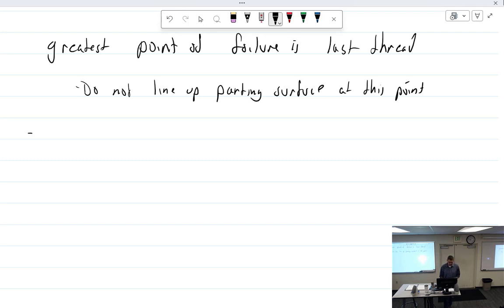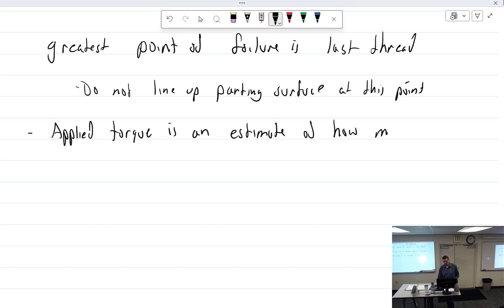All right, so torquing. Torquing is a measurement of twist, correct? We talked about it in 309, but I will remind you that applied torque, the twist, is an estimate of how much tension the bolt has.